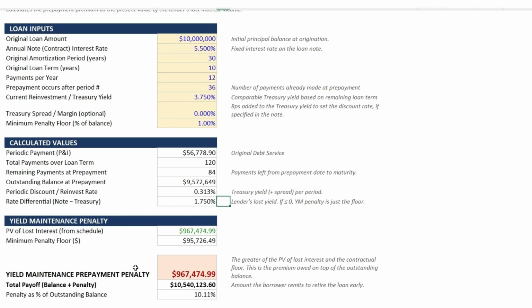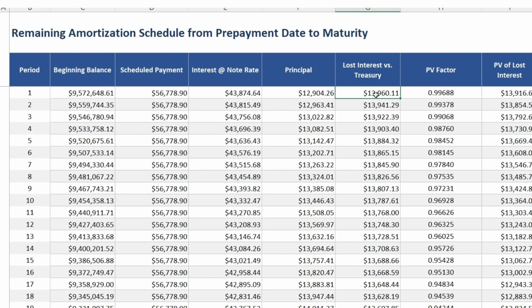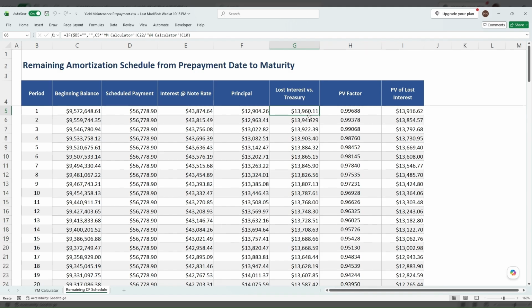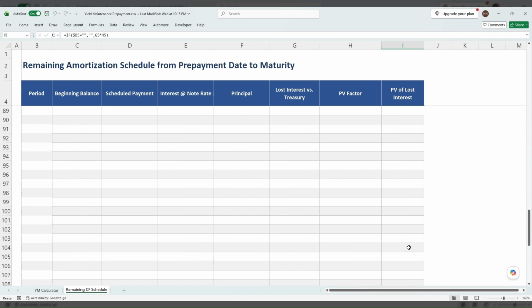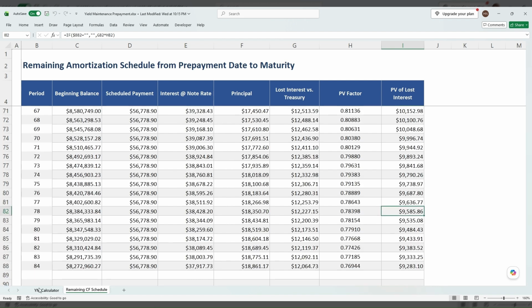This is the 1.7675% that we calculated here. You calculate 1.75% of the beginning balance, which is the remaining balance, and that is the lost interest. This 1.75% interest on the remaining balance is then converted to a present value through the present value factor. This present value factor is based on the treasury rate. And you get the present value of the lost interest. A sum total of all of these amounts over the remaining amortization schedule gives you the prepayment penalty.